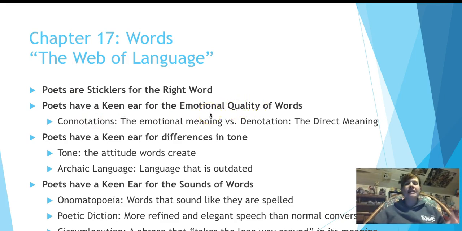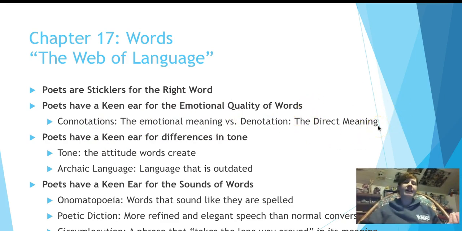They understand denotation versus connotation, which we talked about in our prose unit. We talked about how connotation is the emotional meaning and denotation is the direct meaning. And authors and poets understand that, and so when they're choosing words, sometimes they may want a word that means something specifically, but also has that emotional weight as well.